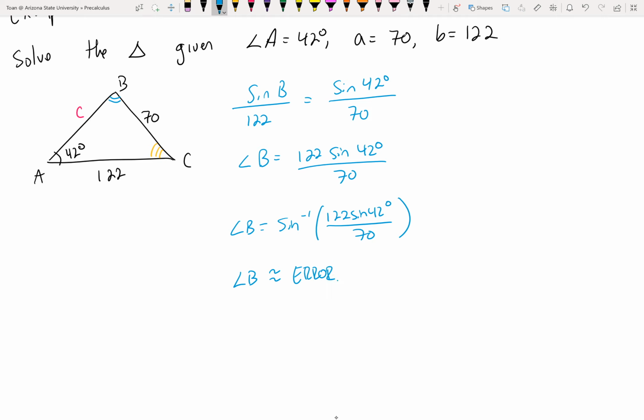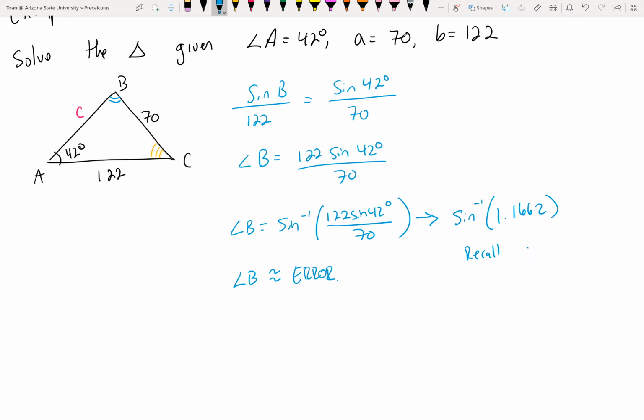Why is that? Looking at our work, I'm pretty confident that we did the math correctly. We correctly multiplied by 122. We correctly took the inverse sine, and I'm pretty confident in my button typing ability, yet I still got an error. Well, let's actually do the inside stuff here. If I do 122 sine of 42 degrees all over 70, we get approximately inverse sine of 1.1662.